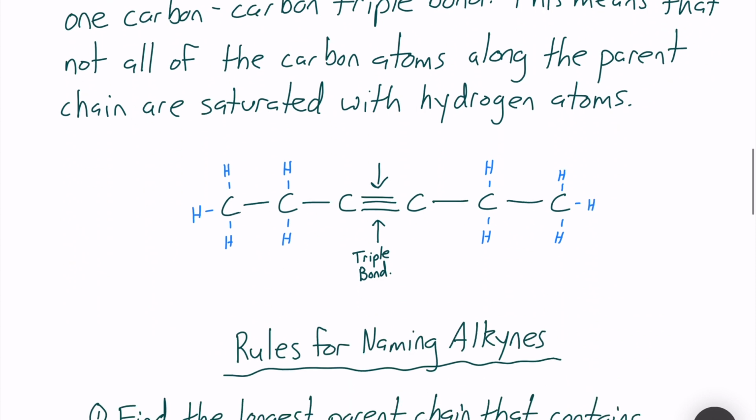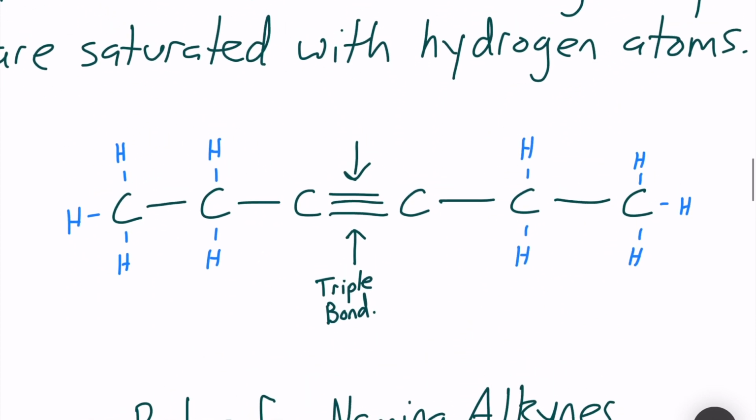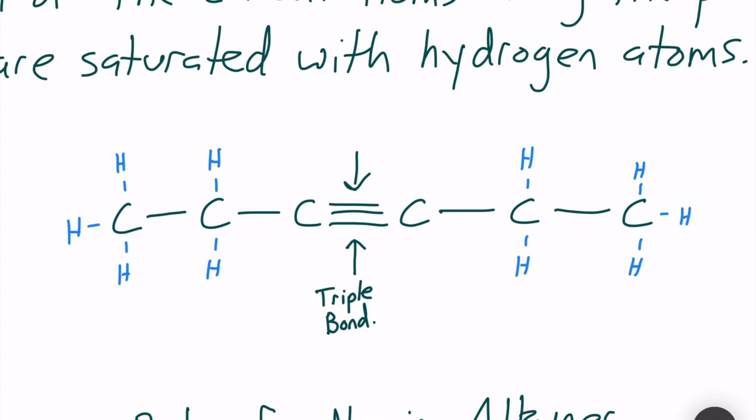So just taking a quick look at an example, we have a hydrocarbon that has 6 carbon atoms along it. But in the middle, you can see there is a triple bond between the third carbon and the fourth carbon, no matter how you count the carbons. And that also means that this carbon right here and that carbon right there cannot be saturated with hydrogen atoms because of that triple bond.